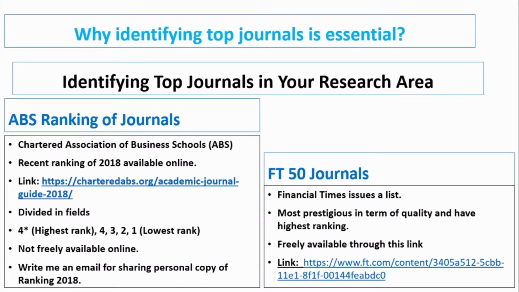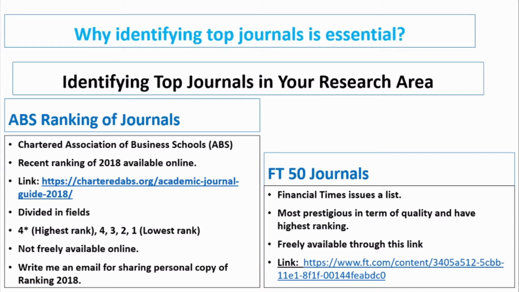If you want to read about the ABS, you can click on the link and read more about the methodology. ABS gives you the ranking of the journals between 4-star and 1. 4-star is the highest ranked journal with high quality and 1 is the lowest ranked journal. This list is not available free. However, you can request your colleague, or you can write to me as well, for sharing a private copy.